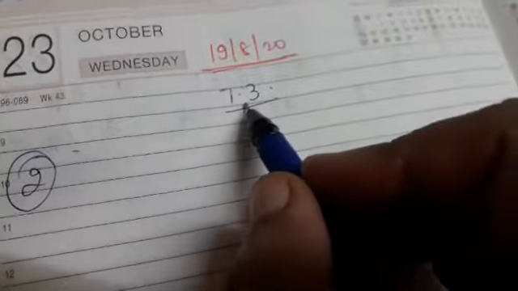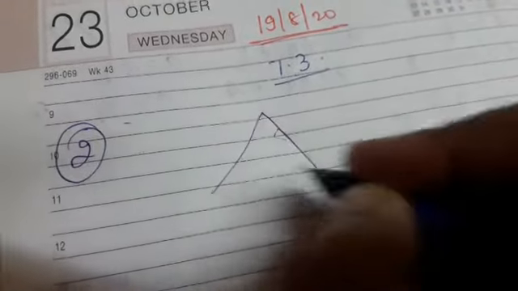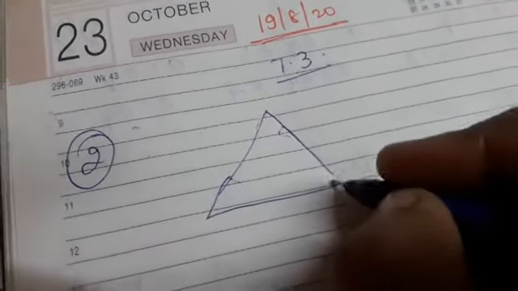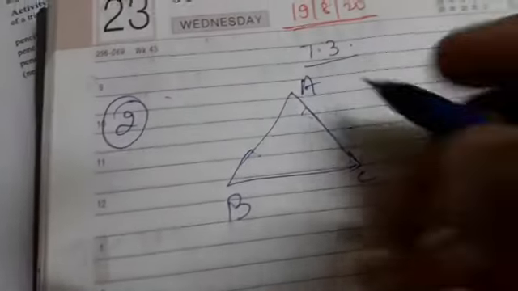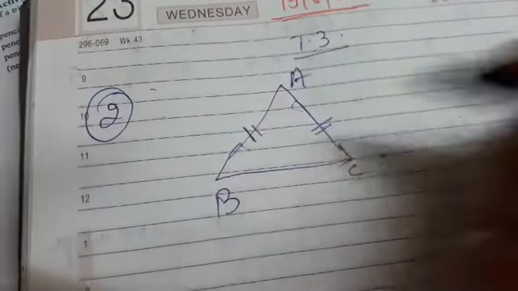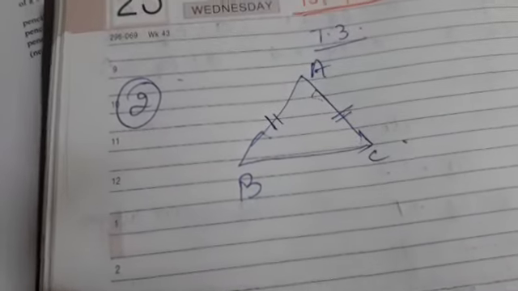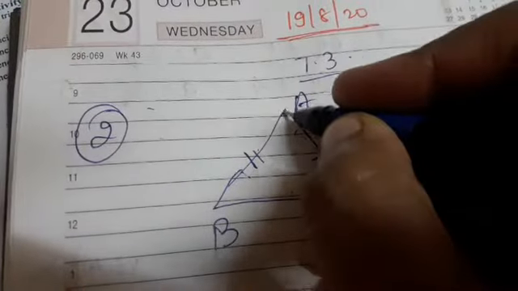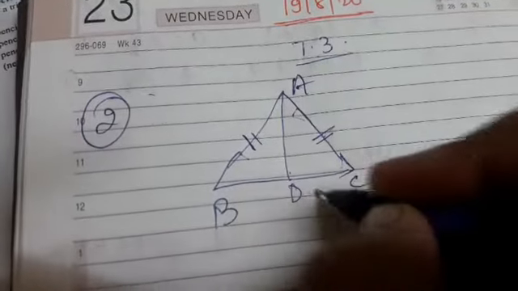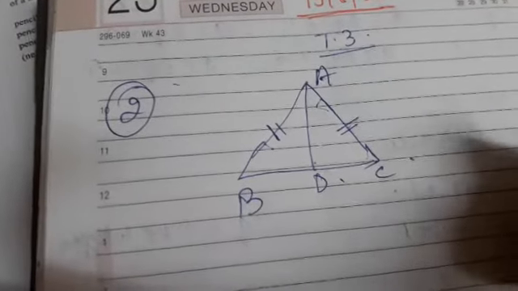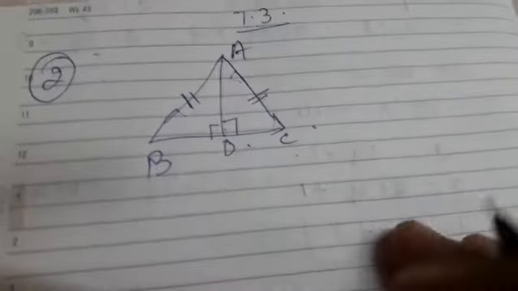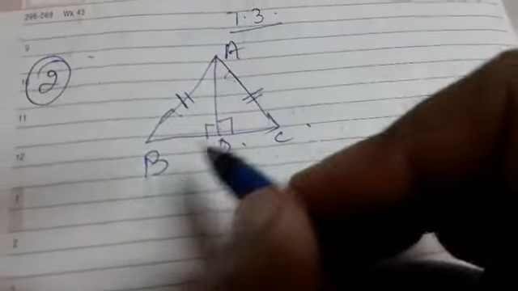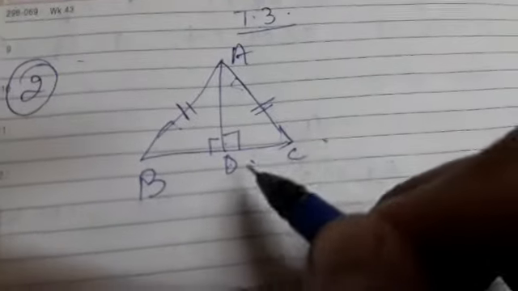Question number 2, exercise 7.3. We have a triangle ABC. Now this is an isosceles triangle, so AB will be equal to AC because it is given that AB is equal to AC. Then this is the altitude AD, right? Now when the altitude is given, an altitude is always perpendicular to the side on which it drops. So therefore, angles ADB and ADC will be equal to 90 degrees, right?